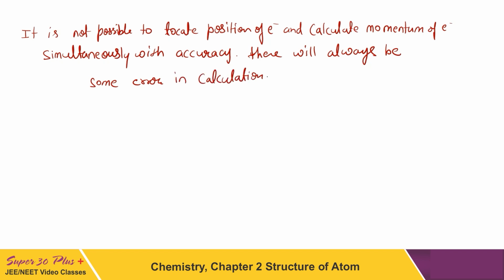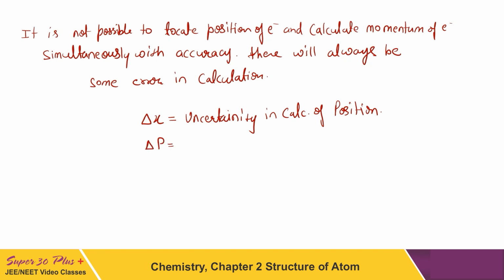Whenever you try to find out the momentum as well as the position of an electron, you would not be able to do that with certainty. There will always be some uncertainty or error in the calculation. So here delta x is the uncertainty in the calculation of position. Whenever we calculate the position of an electron, there is some uncertainty, and that uncertainty is called delta x.